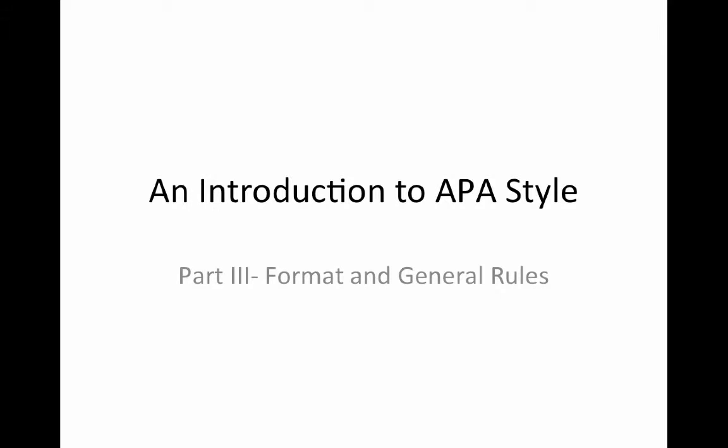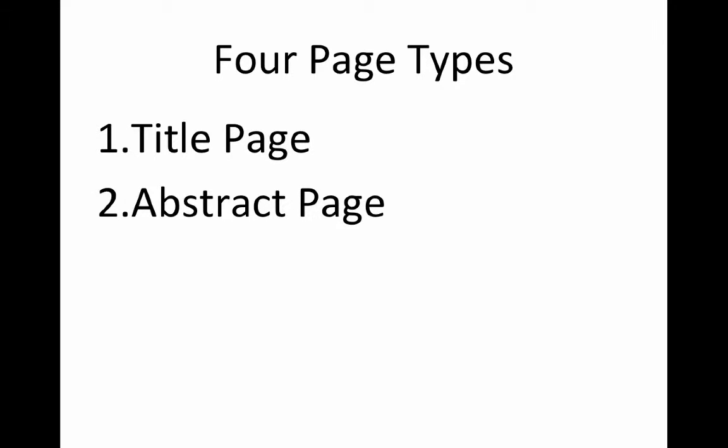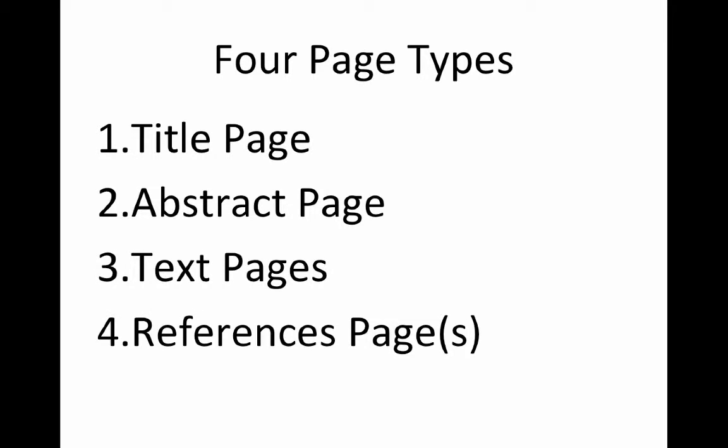Hello again. Let's get started with part 3 of this APA style tutorial. In part 3, you will learn more about the format of your paper and some general rules. Your paper will consist of 4 types of pages: the title page, the abstract page, text pages, and the references page.